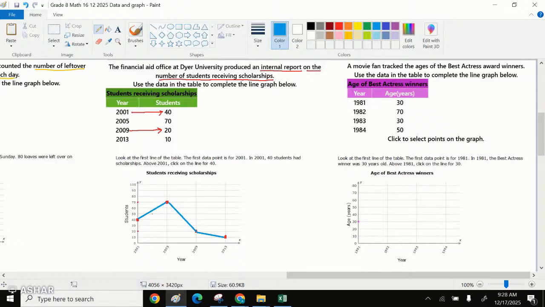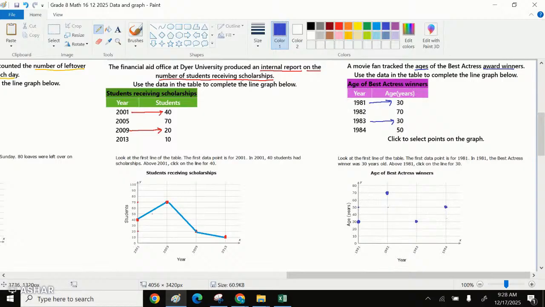Okay. A movie fan tracks the ages of best actress award winners. In 1981, the best actress was 30 years old. In 82, a 70-year-old actress won. In 83, again a 30-year-old one. And in 84, a 50-year-old one.